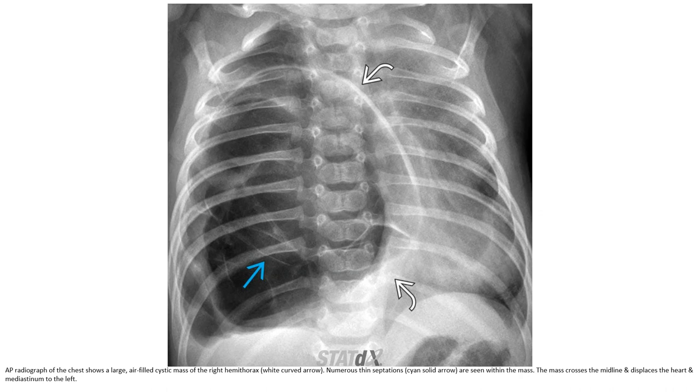A large epithelial cystic mass of the right hemithorax. Numerous thin septations are seen within the mass. The mass crosses the midline and displaces the heart and mediastinum to the left.